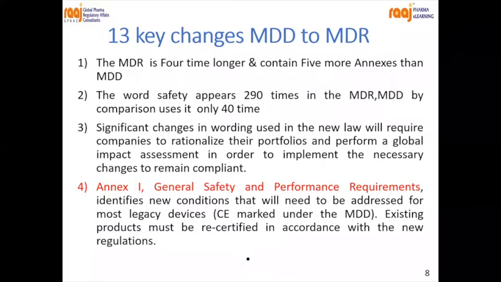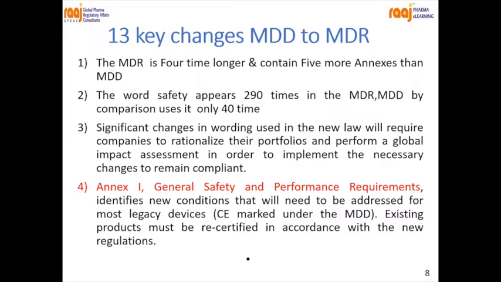Then we have to discuss the 13 major changes from MDD to MDR. Let us talk about the first. The MDR is 4 times longer and contains 5 more annexes than the MDD. So in the first slide itself, I have told you what the difference is. The MDD, the old one, is 60 pages, whereas this is 175 pages.